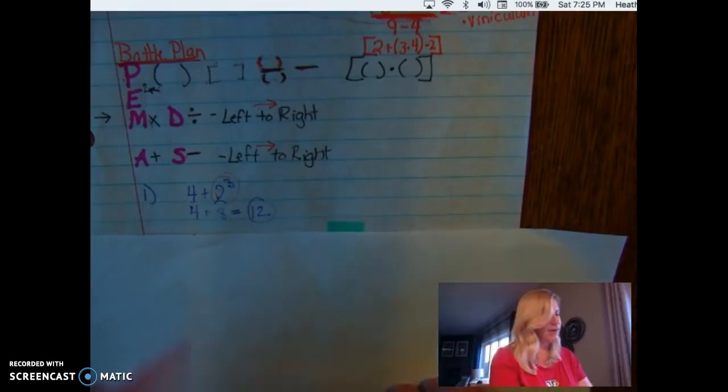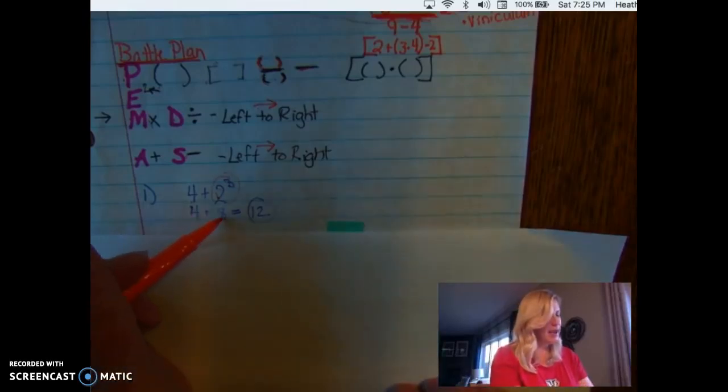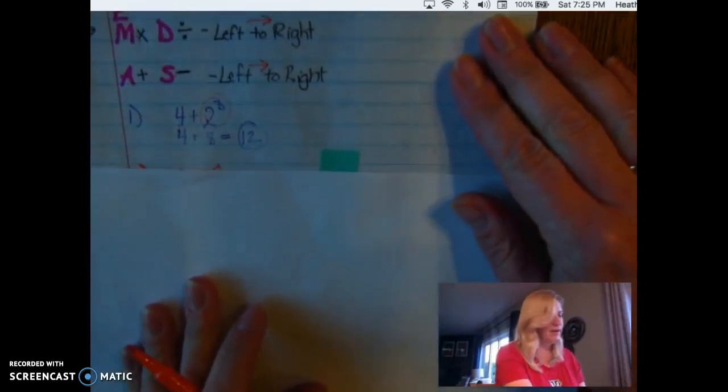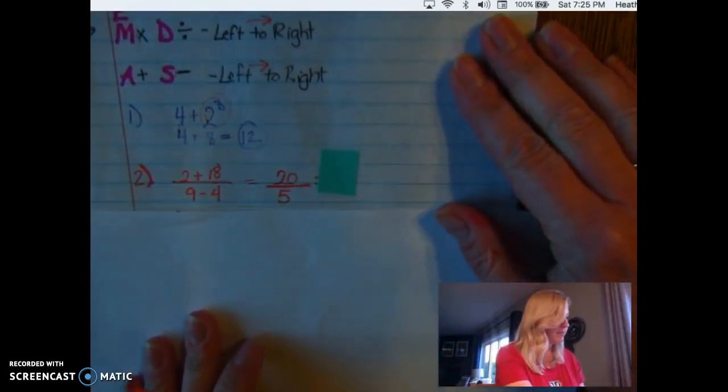All right. So when I uncovered this, the 4 stayed the same. And then 2 to the third power, we learned yesterday, was an 8. 4 plus 8. Easy. 12. Let's try the next one.